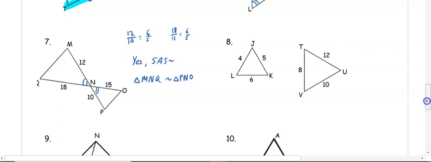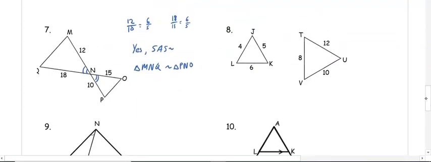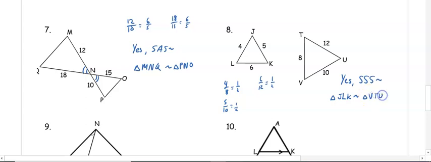In number 8, we have no shared angles, but we have three sets of sides. So we're going to check the ratio of all of them by pairing up the sides that go in order. So we would have the smallest together, 4/8, which reduces to 1/2. The medium lengths, 5/10, which reduces to 1/2. And the longest sides, 6/12, which reduces to 1/2. So because they all reduce to the same ratio, we know that they are similar by side-side-side similarity. Triangle JLK is similar to triangle VTU.